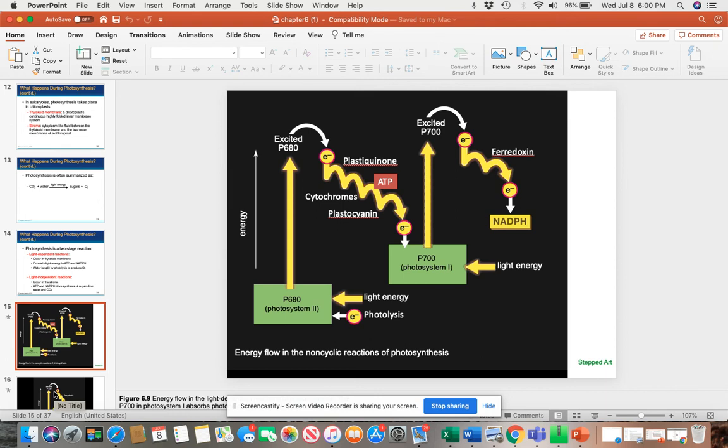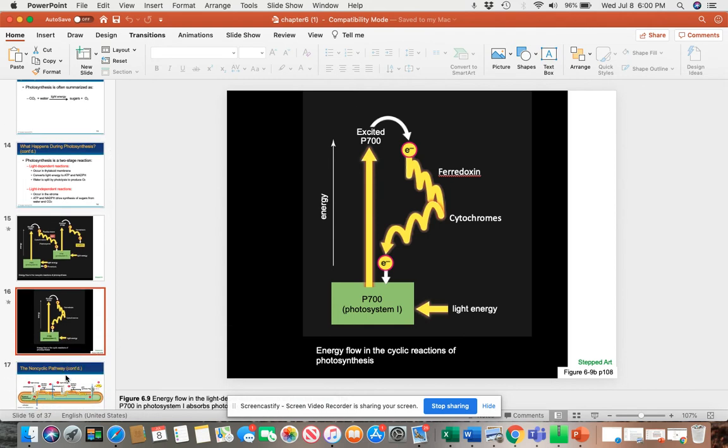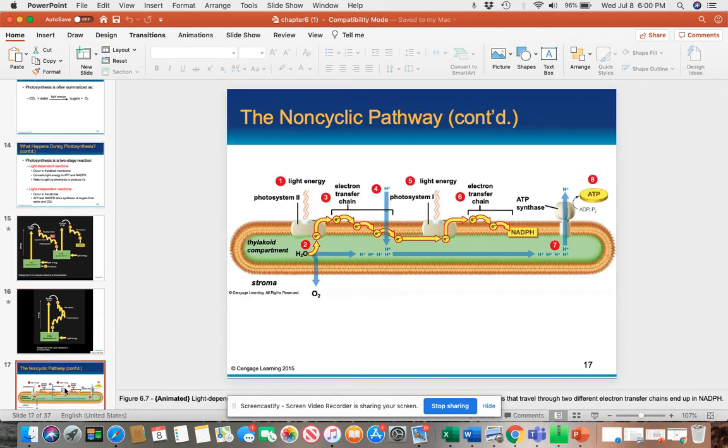This is the non-cyclic, and this is the cyclic. Electrons return, and of course, this takes place on the thylakoid membrane, as shown here.